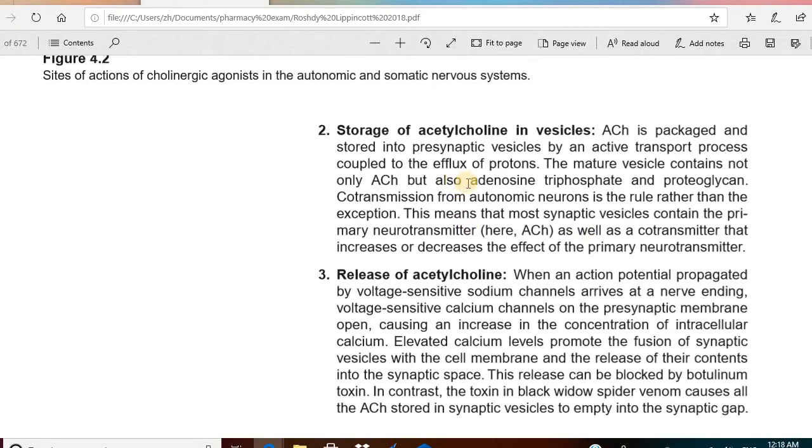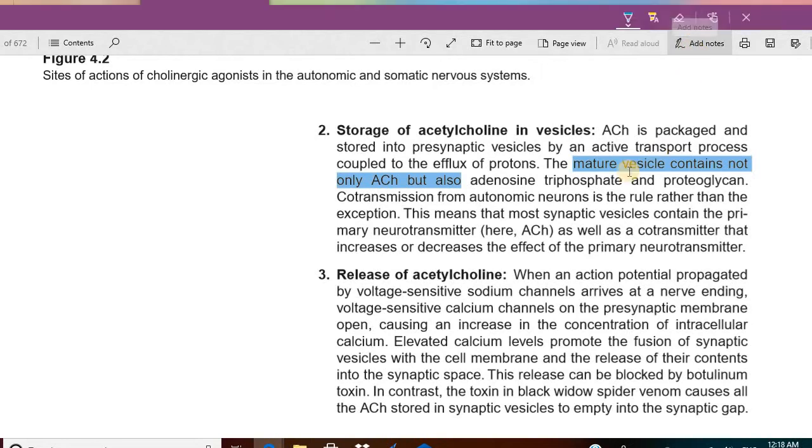These two co-transmitters are also stored in the vesicles along with the acetylcholine. So this is also a multiple choice question. The other co-transmitters which are present in the storage vesicle are ATP and proteoglycan.